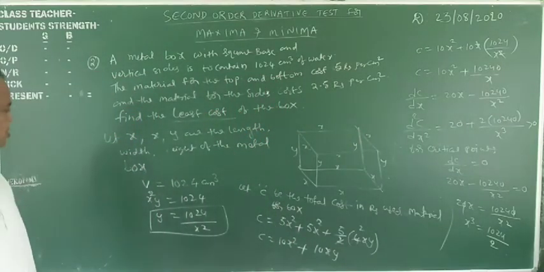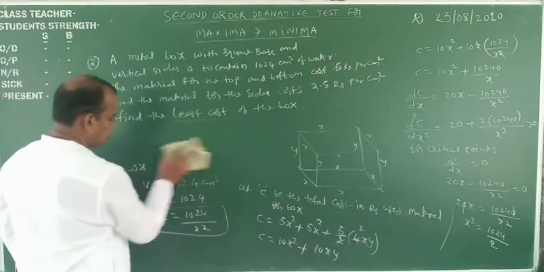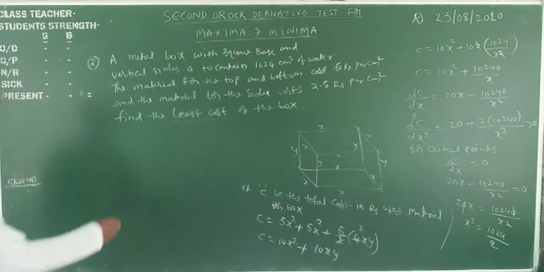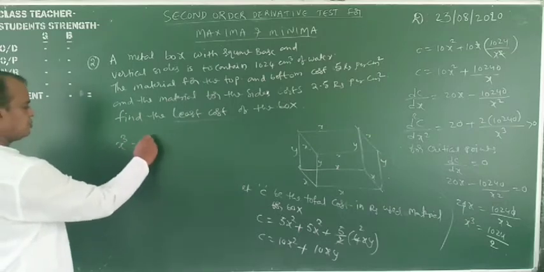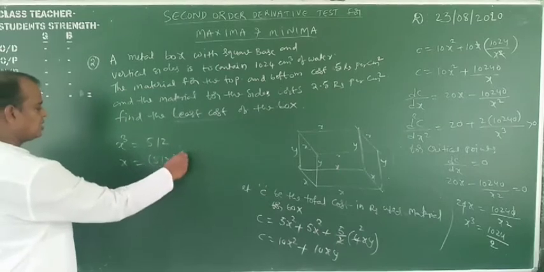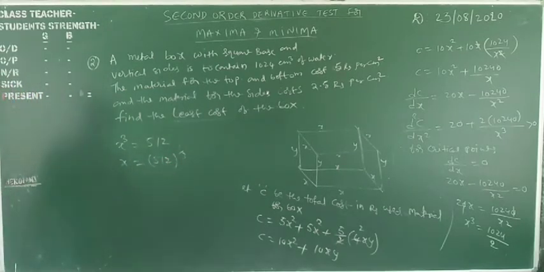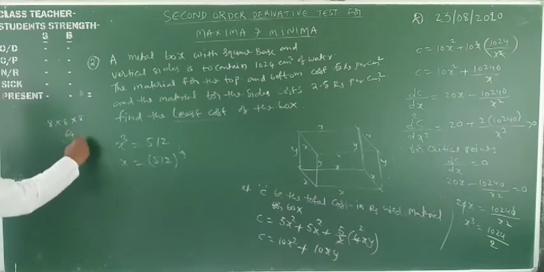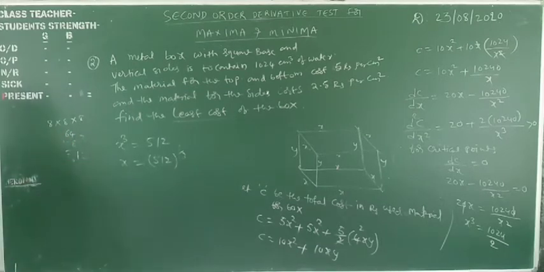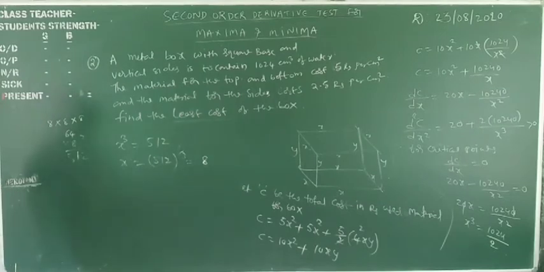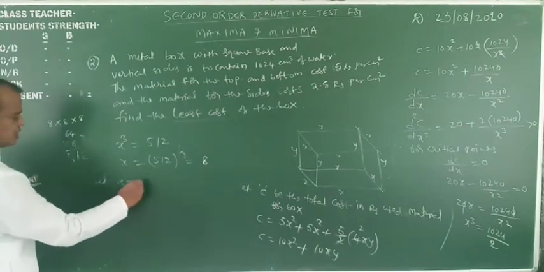Therefore x cube is equal to 512. Now x is equal to 512 whole power 1 by 3. What is 512? 8 cube. 8 into 8 into 8: 8 8s are 64, 64 8s are 512. Yes or no? That value is 8. X value is 8. At x is equal to 8, what happened? Substitute x is equal to 8.